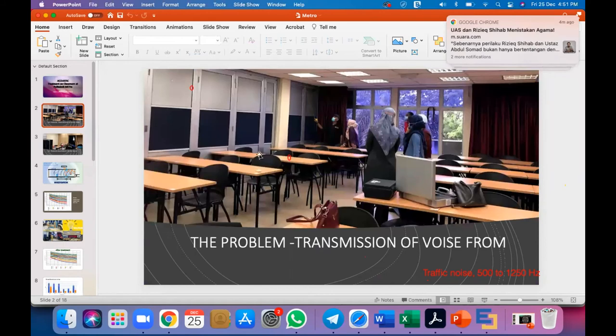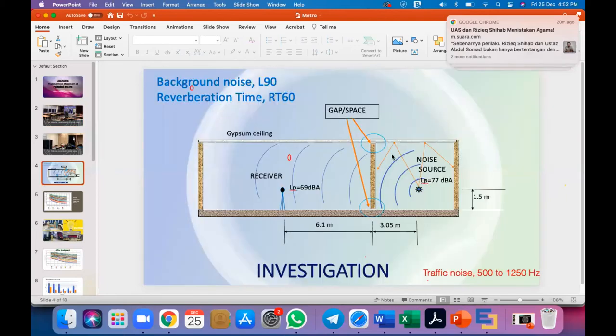Okay, this is another problem. The problem here is that this is the classroom. The next is also a classroom. The problem is that people speaking over the other classroom will be heard. For example, where is the, okay, here.